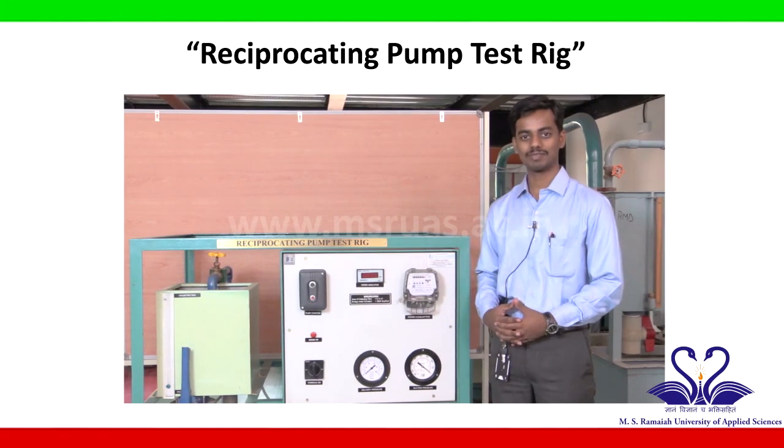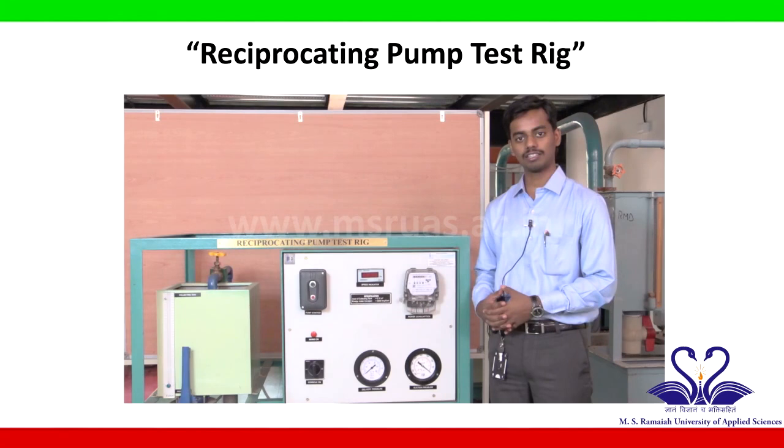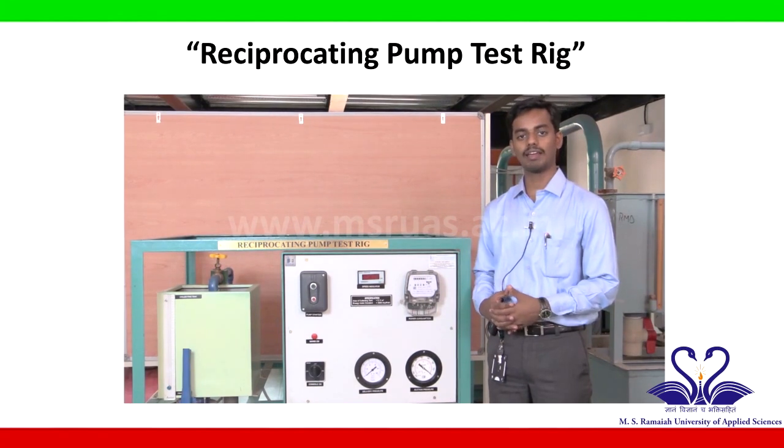Hello everyone. This is the setup to calculate the efficiency of a reciprocating pump test rig. As we all know, the reciprocating pump is a type of positive displacement pump. This is the second type of positive displacement pump here at our MSR UAS laboratory. The first one, as we have already seen, is a gear pump, and here we have a piston pump that reciprocates and thereby increases the pressure of the fluid.